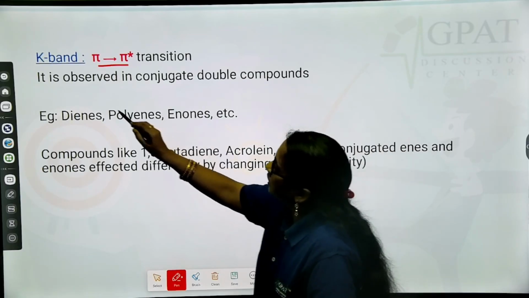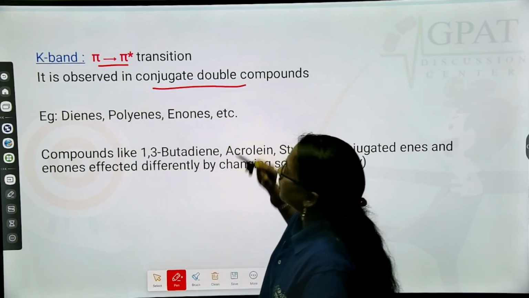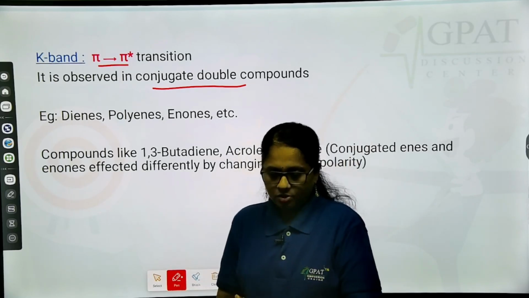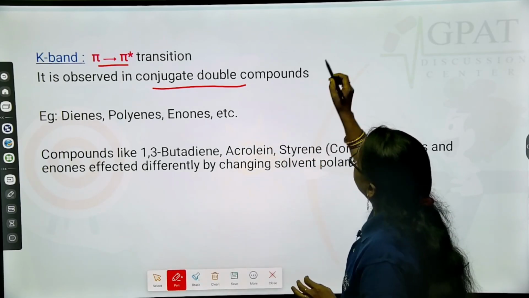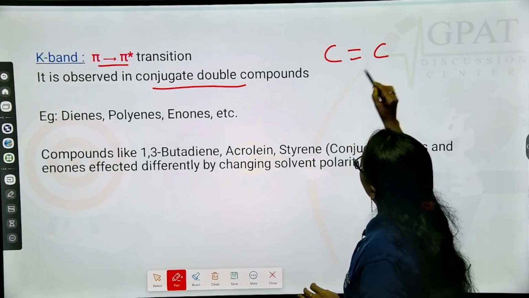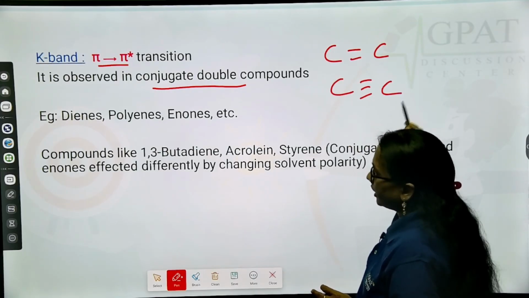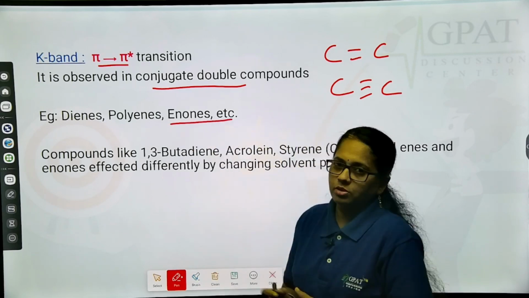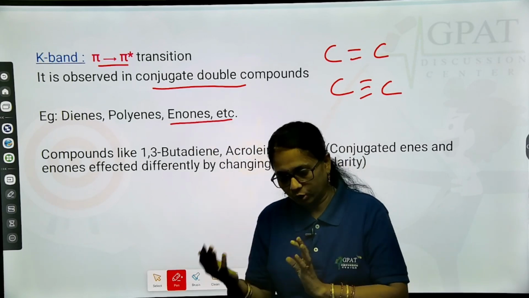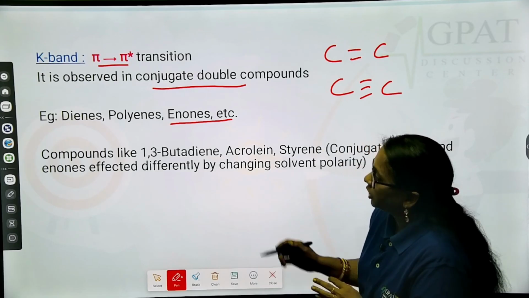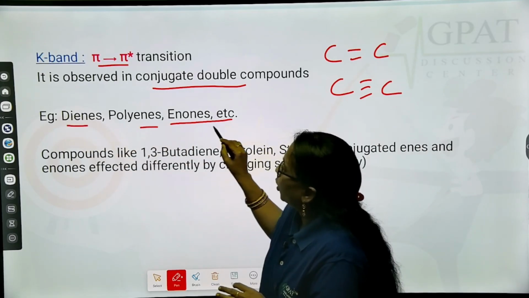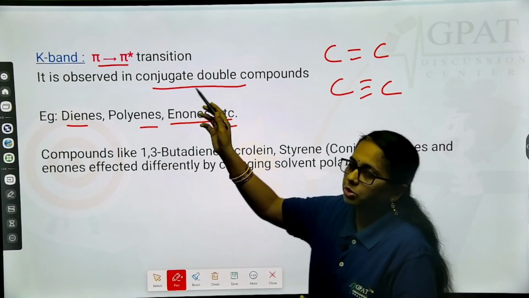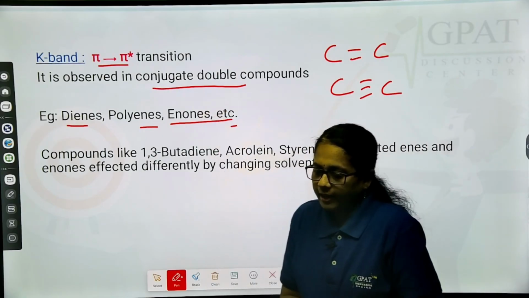Okay, and these K bands are also going to be observed when the compounds have conjugated double bonds. Okay, so conjugated double bonds, whether in a diene compound or triene compound or polyene compounds or enones, acetophenone, like that. So you are going to see compounds like dienes, polyenes, trienes, enones, such types of compounds, you are going to see this K band.